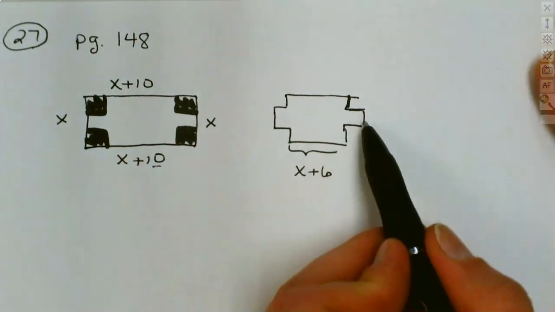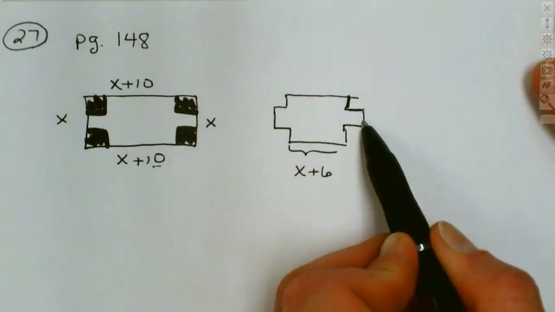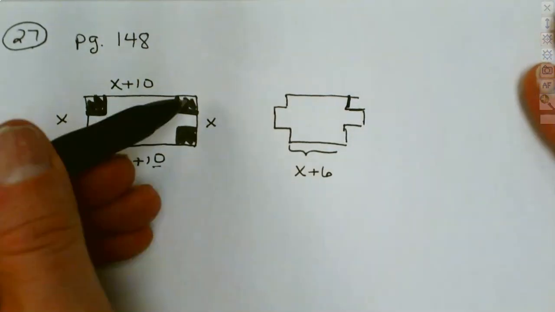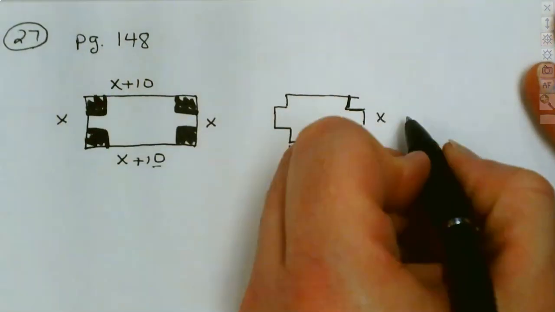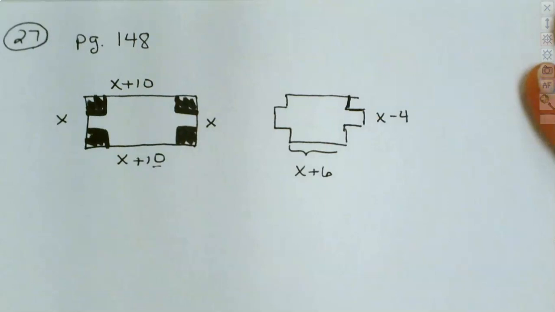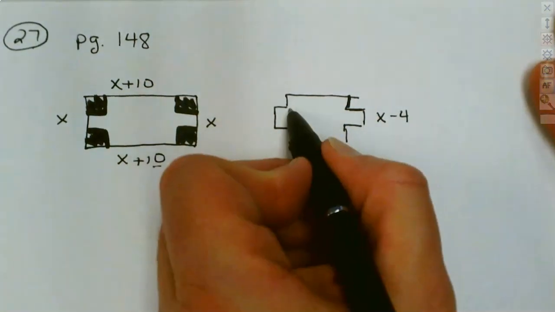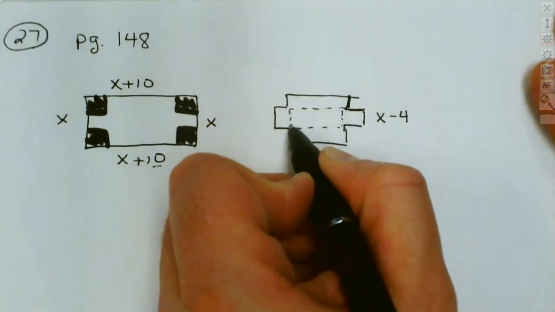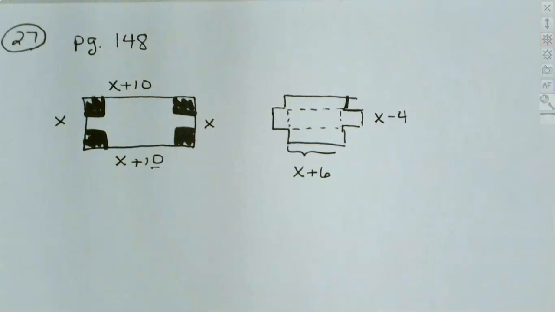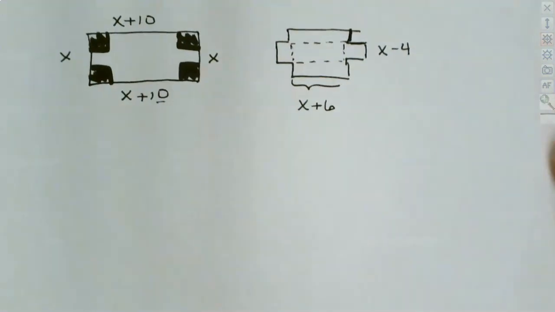What about this little edge here? Well, this little edge was x. Now we've got to take 2 inches out of each one, so it's going to be x minus 4. And now we're going to fold this up, and we're going to try to draw our new figure. So this is going to fold up and make a box.